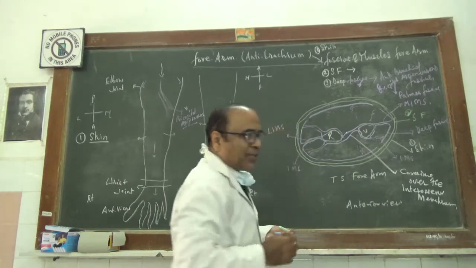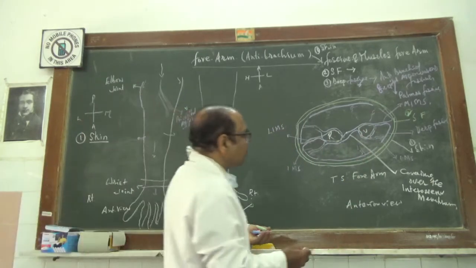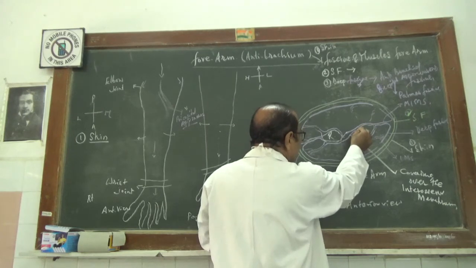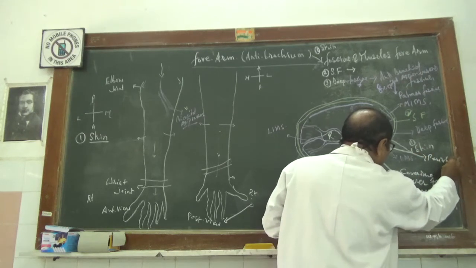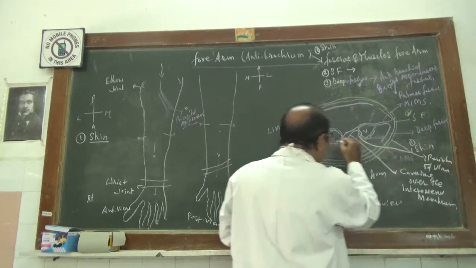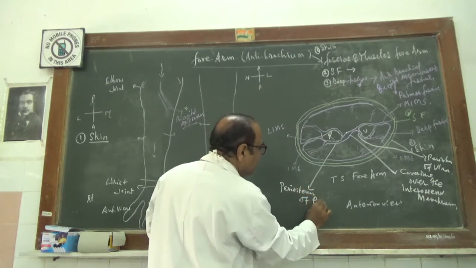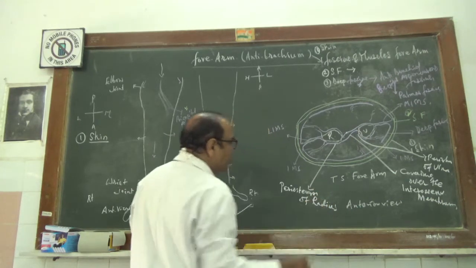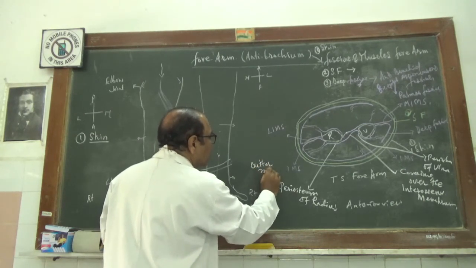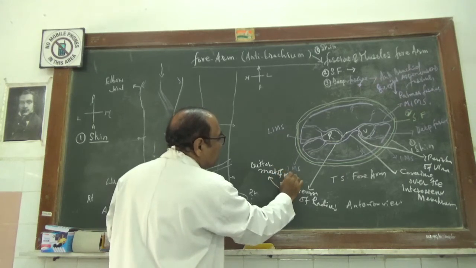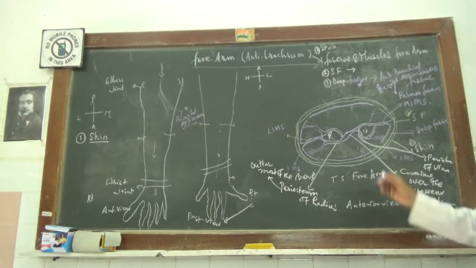So the interosseous membrane is formed totally by this deep fascia of the forearm, after running as the medial and lateral intermuscular septa, or it is the continued part of the periosteum of the ulna and the periosteum of the radius. What is the meaning of periosteum? Periosteum is the outermost covering of the bones, that is, the radius and the ulna in the forearm, as we are talking about that.